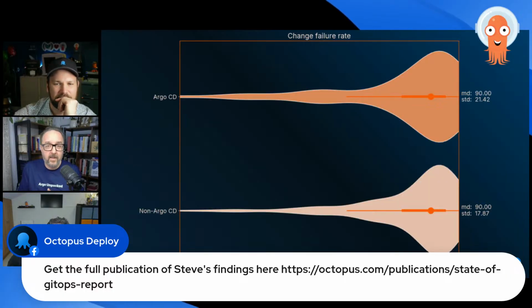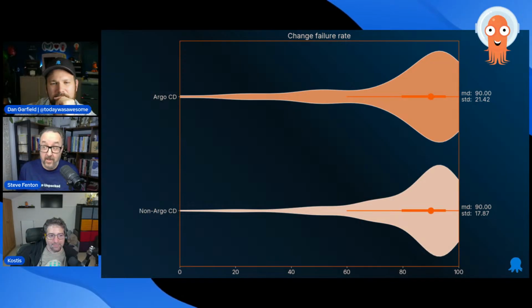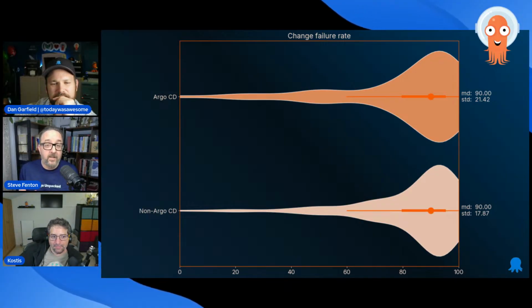So now on this one, we have a very interesting chart because almost all of the data in both cases is over on the right-hand side. It's like super high scores for everyone. And in fact, the median score for both Argo CD and the rest of the world is 90. And I found this quite heartwarming because that means that everyone has done really well solving the change failure rate problem. I've worked in organizations where it would have been nowhere near 90.